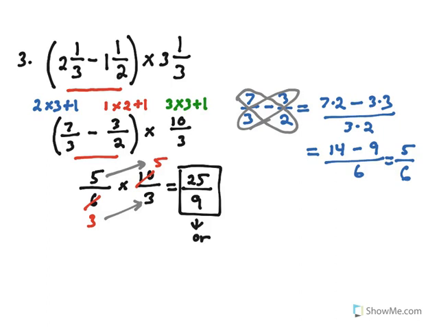Or if you want to convert it to a mixed number, 9 goes into 25 2 times. Okay, and that's 18, right? 9, 18, and then how many more to get to 25? Well, you need 7 more, because that's the remainder, and that goes on top, over the original denominator 9. Okay? So either one of those answers would be correct.